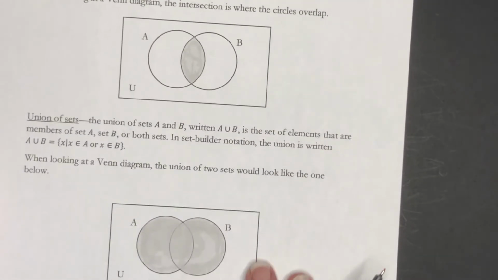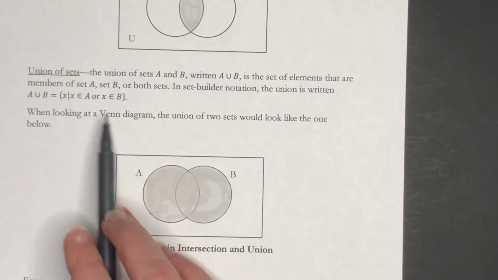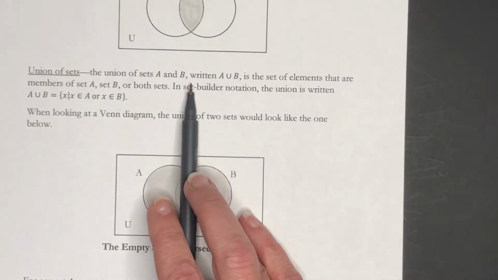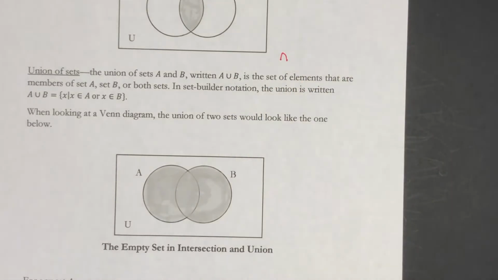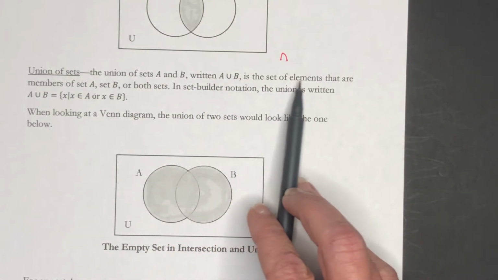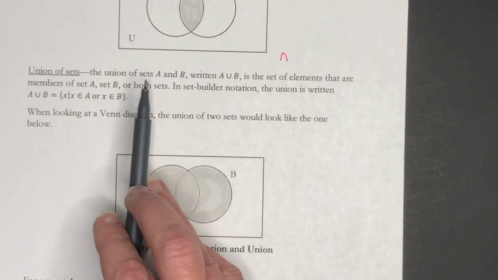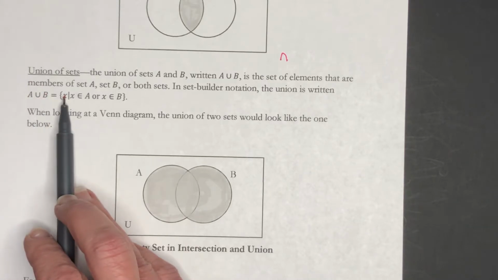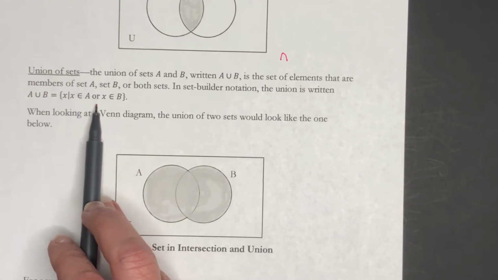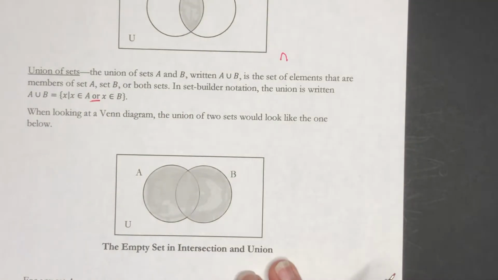Now, union. As English speakers, this is where we get messed up a little bit. The union of sets A and B, which is written like this, basically the same symbol as intersection, just flipped over, is the set of elements that are members of set A, set B, or both sets. In set builder notation, the union is written like this: the set of all x such that x is in A or x is in B. That keyword is very important.